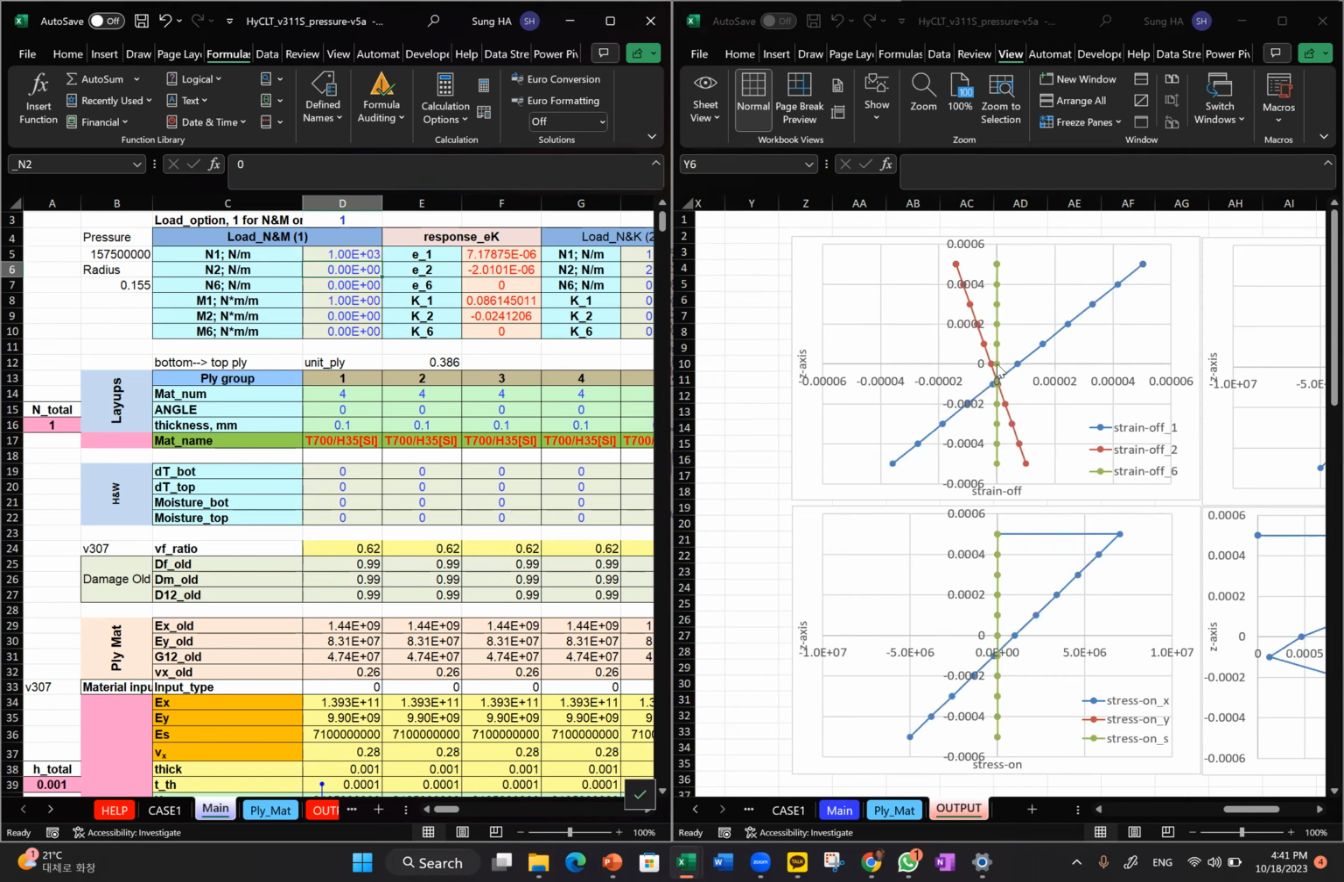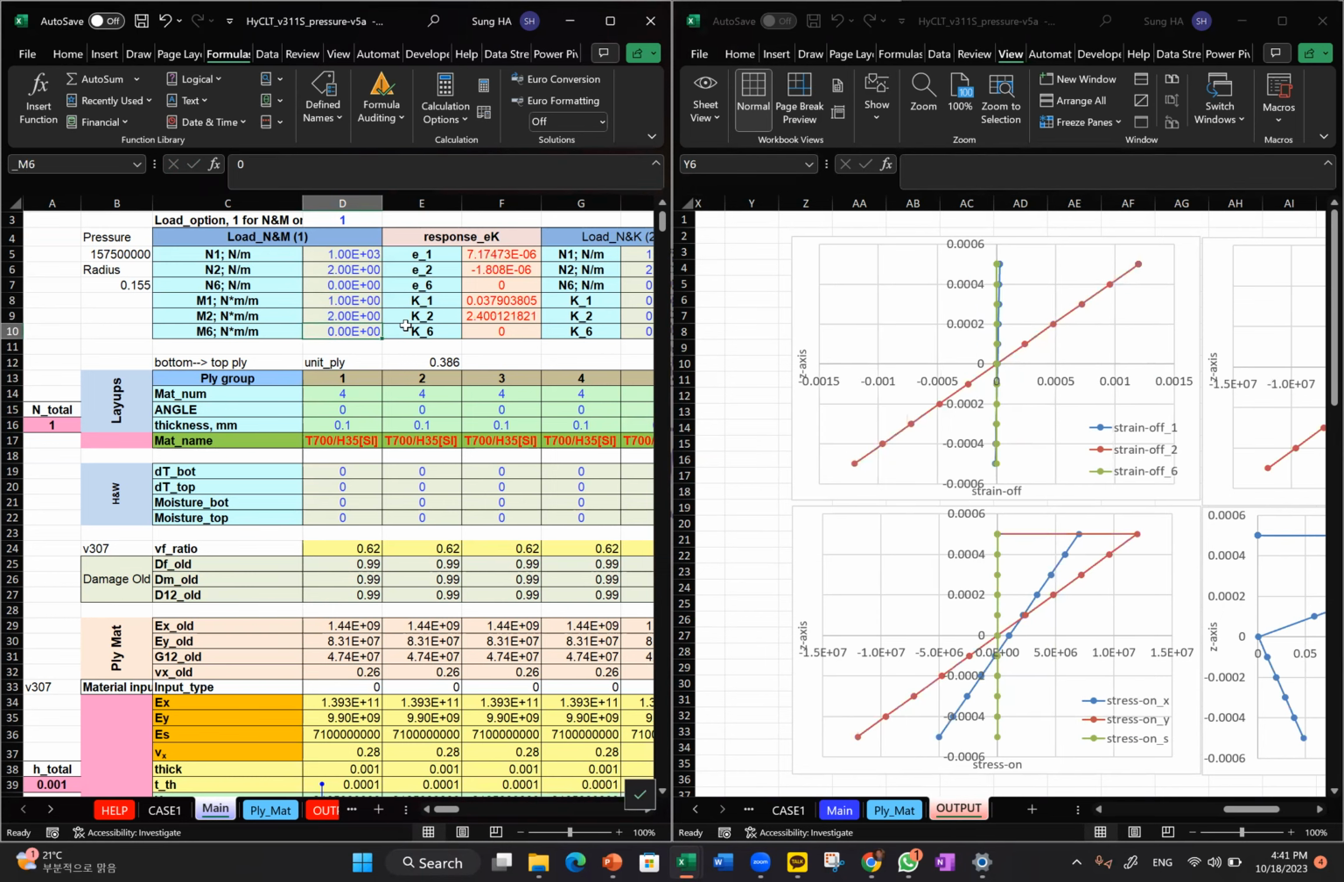And as you can see, we have an in-plane load, and because of that, we have a curvature. So we can immediately understand and then calculate how much strain and curvature we have as we apply it. Okay.